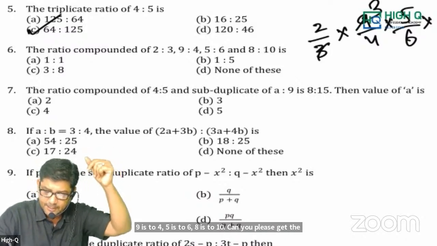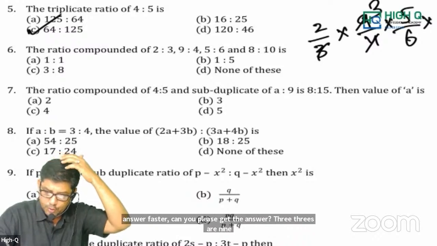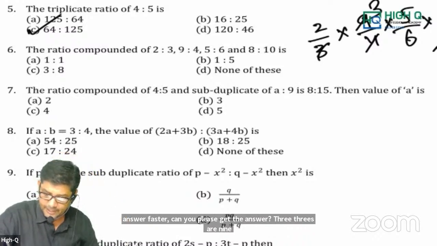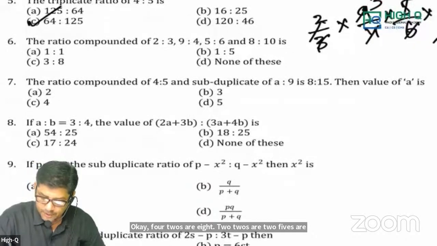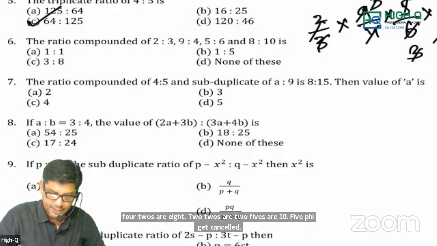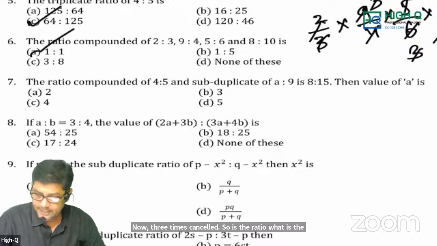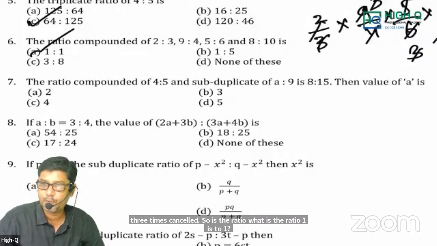3 3s are 9. 4 2s are 8. 2 5s are 10. 5 gets cancelled. Now 3 times cancelled. So what is the ratio? 1 is to 1. Is that correct, my dear? My ratio is 1 is to 1, right?